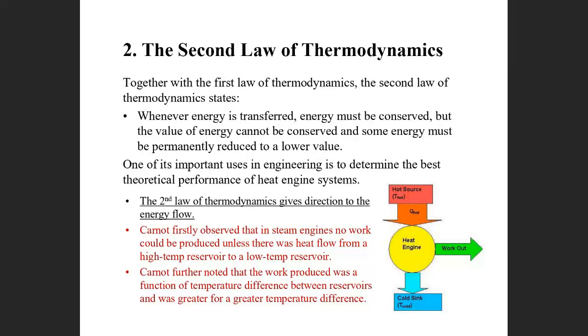Together with the first law, the second law of thermodynamics states that whenever energy is transferred, energy must be conserved. This is the first law. But the value of energy cannot be conserved, and some energy must be permanently reduced to a lower value. So for power generation, you might think all heat can be converted into work, so it's perfect and your power plant efficiency is 100%, but it's impossible.